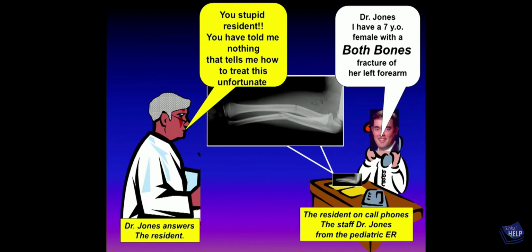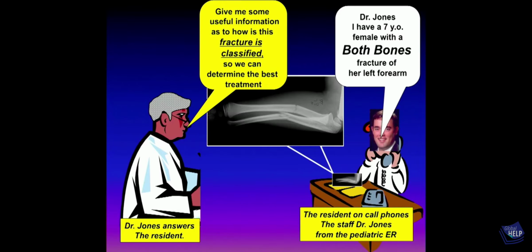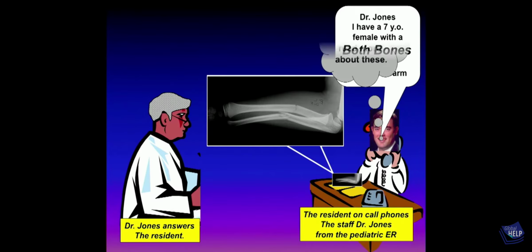He says, all right, you stupid resident. You've told me nothing that tells me how to treat this unfortunate patient. So you're going to have to be a little bit more descriptive, because, as we'll see, he could describe the pathology in just a few words. So both bones, what do you mean? Is it the ulnar styloid and the radial neck? You're wasting my time. Now give me some information about how this fracture is classified so we can determine the treatment. Well, it looks like he needs to study a little bit more.